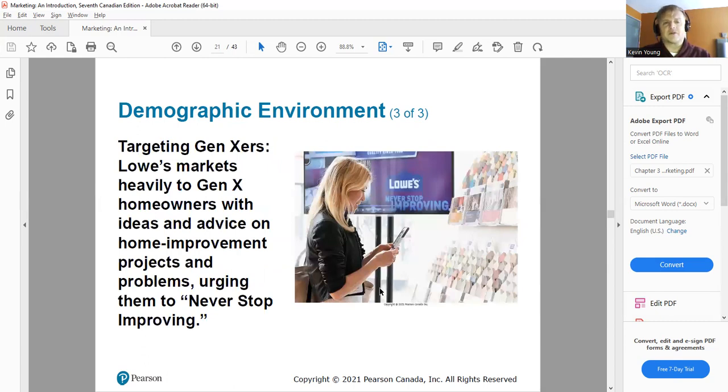Targeting Gen Xers. Lowe's, which is a home supply company, markets heavily to Gen X homeowners with ideas and advice on home improvement projects and problems, urging them to never stop improving.